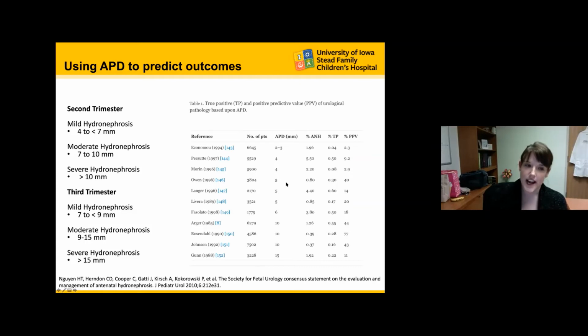And so the other problem with the anterior posterior renal pelvis diameter alone is that it's only one measurement. So it doesn't account for ureteral dilation. It doesn't account for oligohydramnios. And so that one measurement in time is potentially subject to a lot of error.